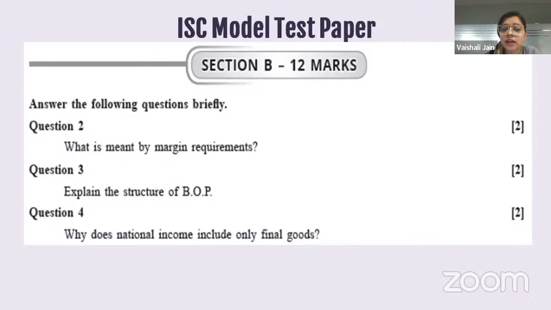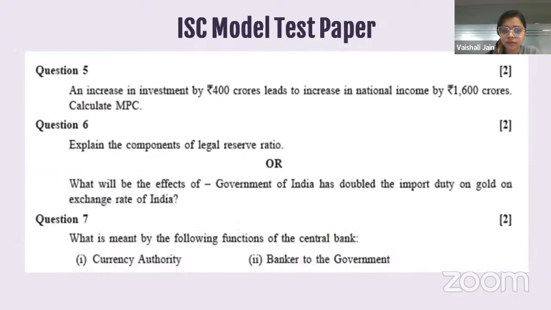What does national income include? Why does national income include only final goods? So you can see these are just very straightforward, simple questions. There are no case study based questions, not having any trick in it. These are very simple, straightforward questions.